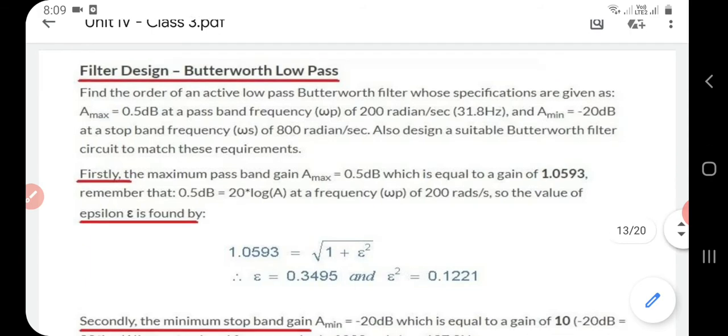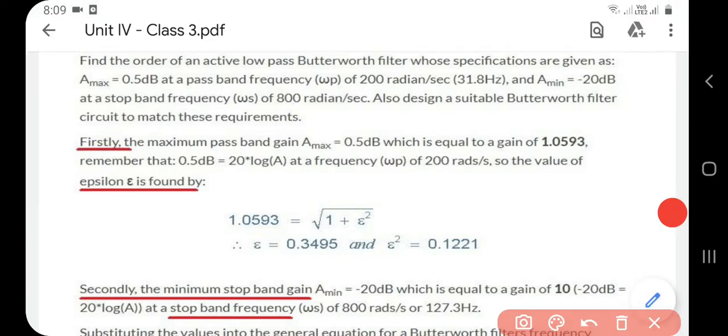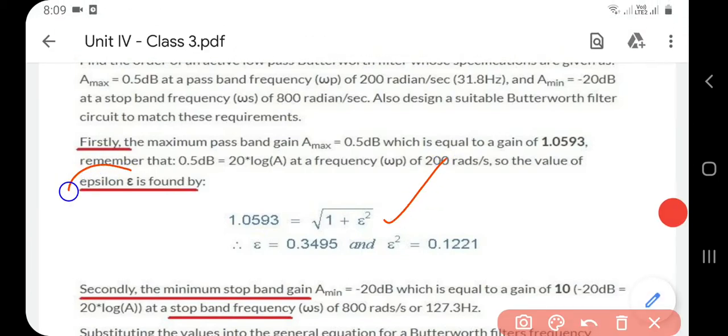So the first step that you do is find the value of epsilon, as already mentioned in the equation from this. So the first step is finding epsilon. Okay, epsilon we got.